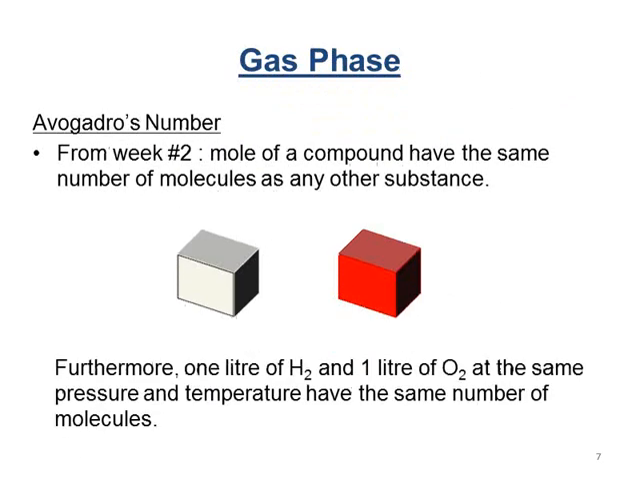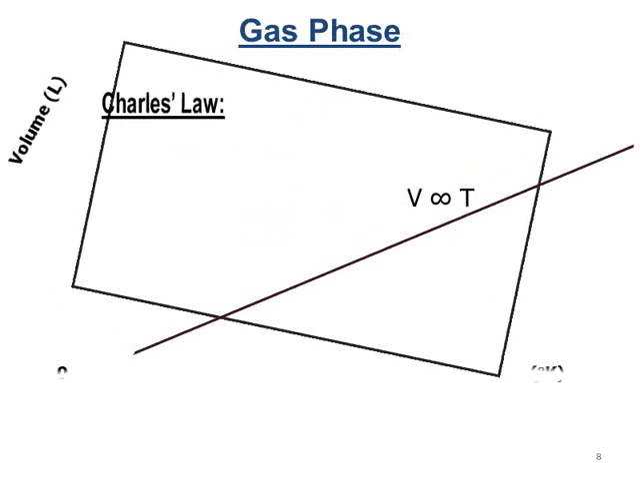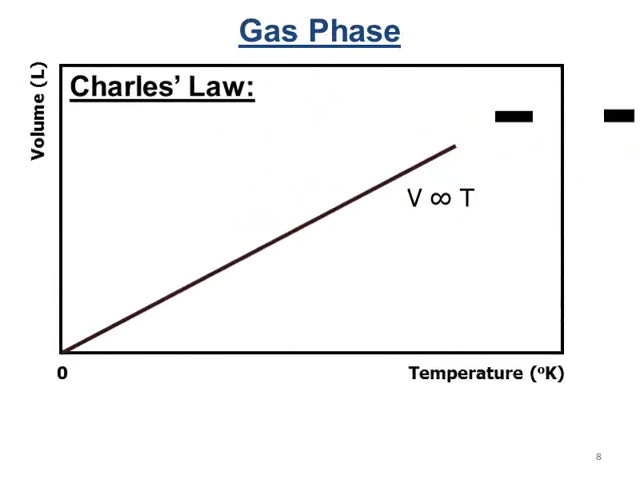Further to Avogadro's work, and how it links now to gas phases and becomes very helpful for us to be able to do mass balances: 1 liter of hydrogen gas and 1 liter of oxygen gas at the same pressure and temperature will exhibit the same number of molecules. So with that fact, we're able to predict and measure quantities of volume.